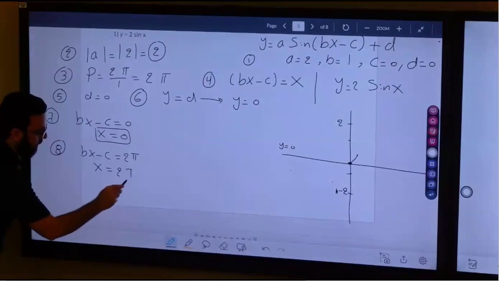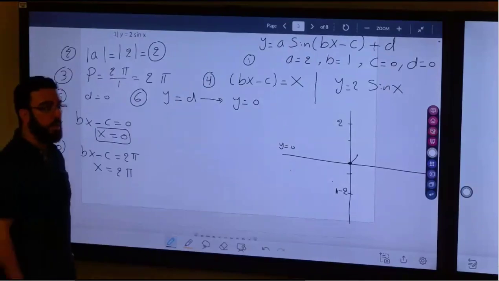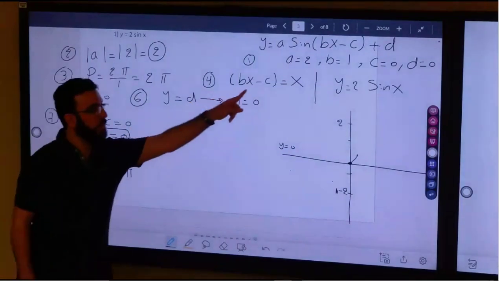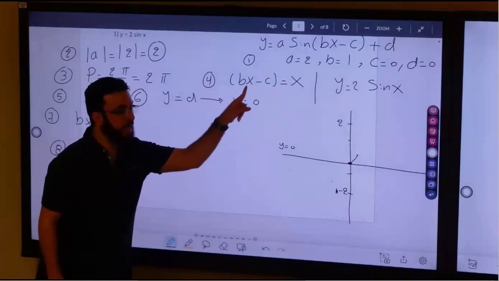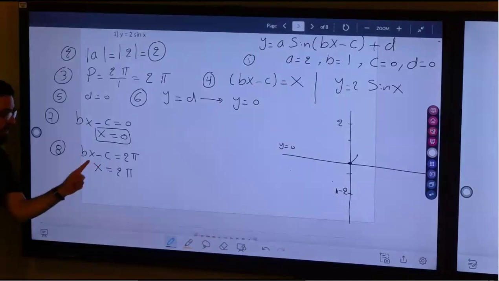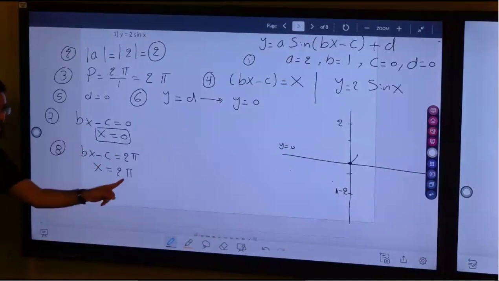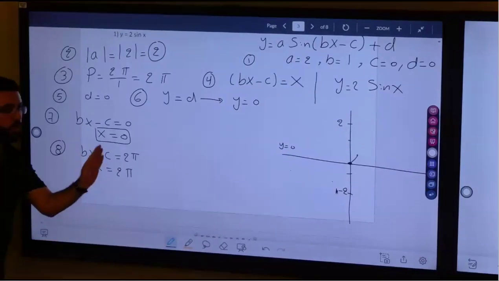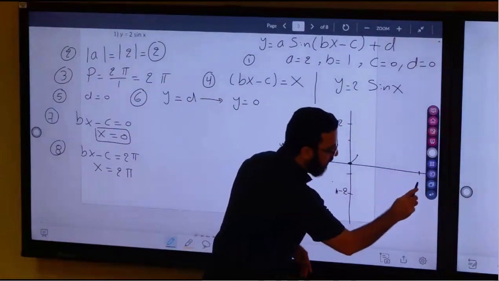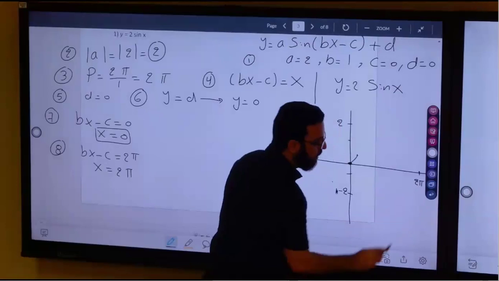2 pi. How do you get that? How do I get what? How do you get x equals 2 pi? Because how much is the basis? x, right? b x, is that the same thing as bx minus c? Which is x, so instead of bx minus c, I'm going to put x equals 2 pi. You got it? So the last point is what? 2 pi. I know this is the last point, 2 pi.